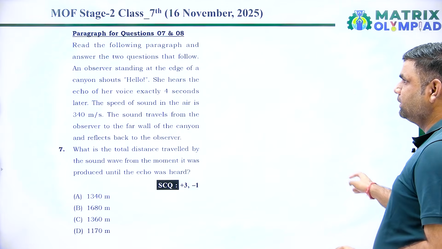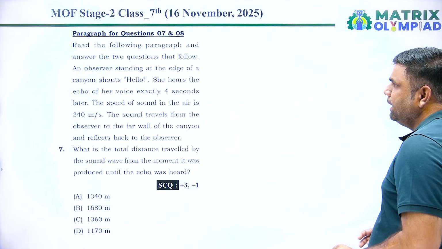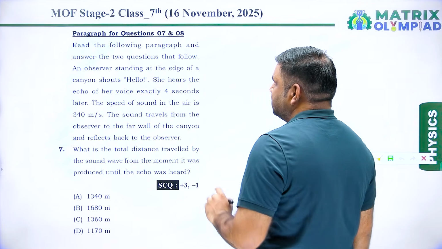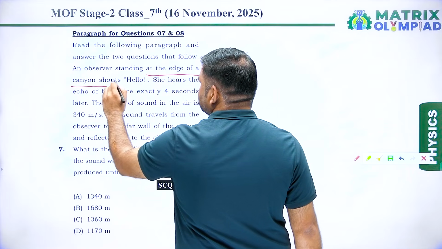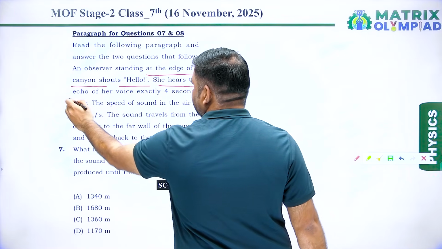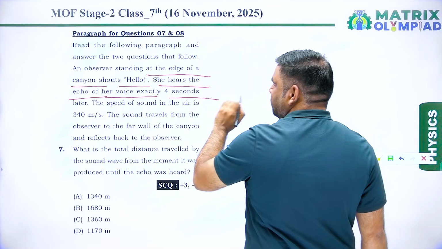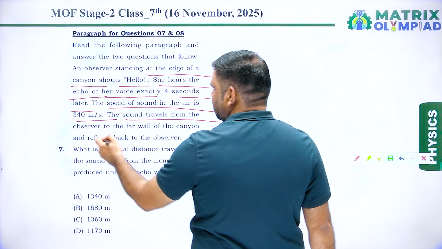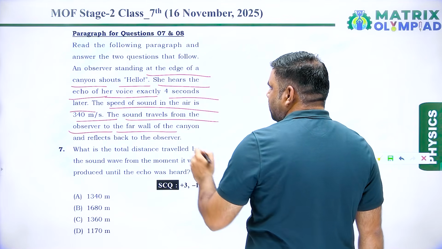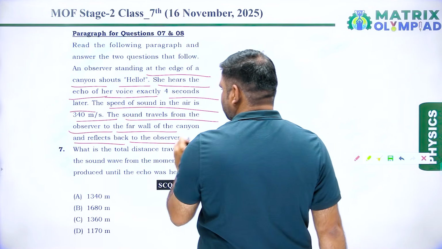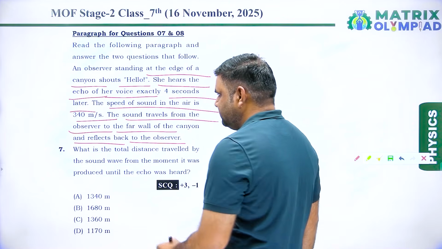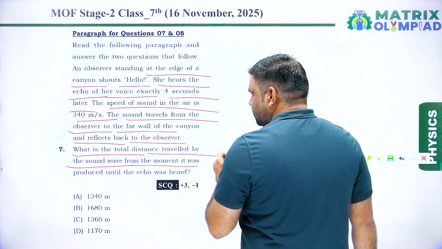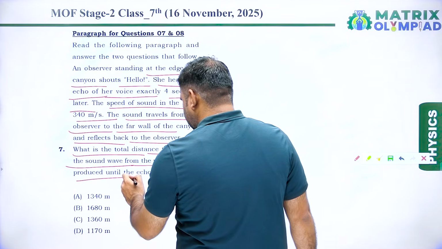Let's move to another question, that is question number 7 and 8. Both are based on a paragraph. The paragraph is: an observer standing at the edge of a canyon shouts hello. She hears the echo of her voice exactly 4 seconds later. The speed of sound in air is 340 meter per second. The sound travels from the observer to the far wall of the canyon and reflects back to the observer. Question number 7 is, what is the total distance traveled by the sound wave from the moment it was produced until the echo was heard?